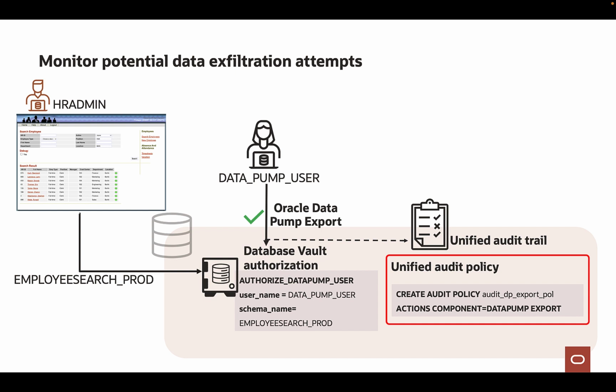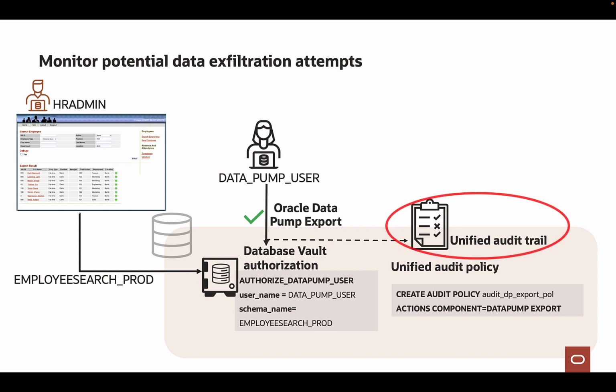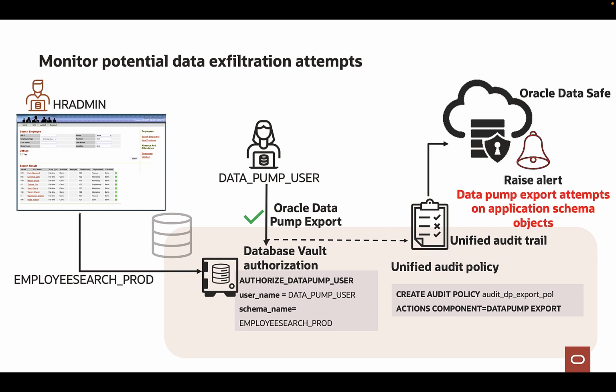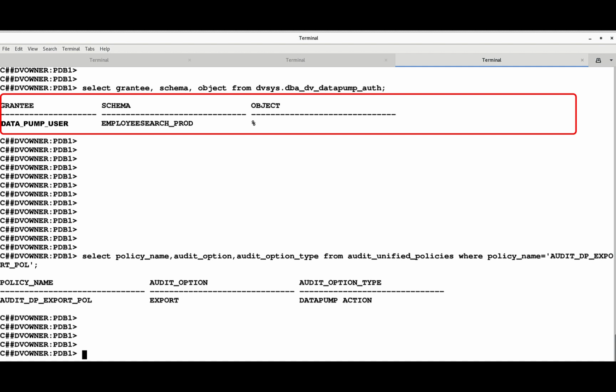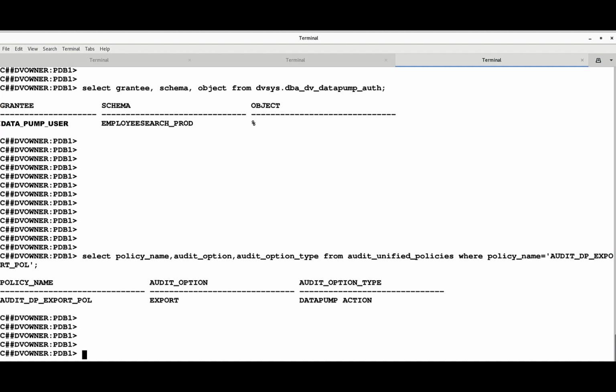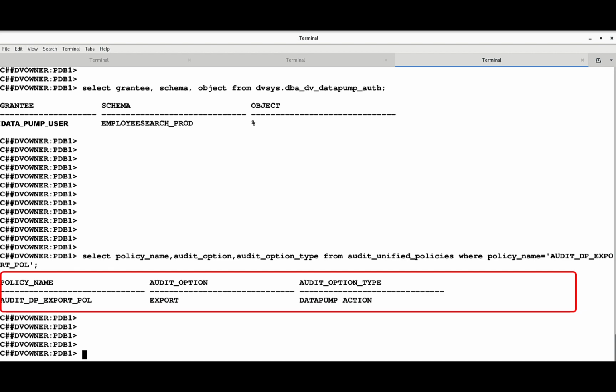With this protection in place, the data pump user's export operation event using Data Pump is recorded in the Unified Audit Trail. This will be collected by Data Safe, and an alert rule in a custom alert policy can trigger a security alert to bring it to the attention of the security administrator. Here is the authorization of Data Pump to the data pump user in the Database Vault enabled instance and the audit policy to monitor Data Pump export actions.